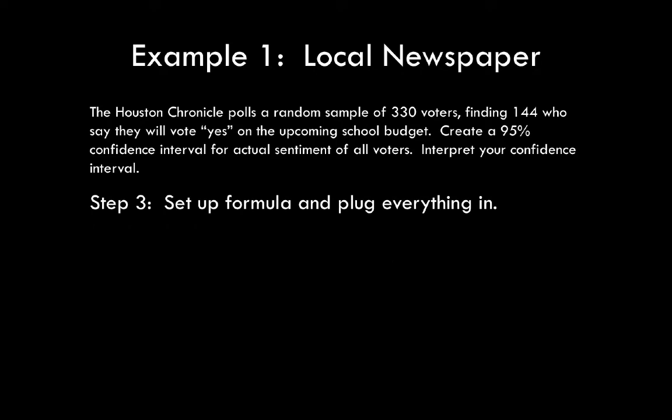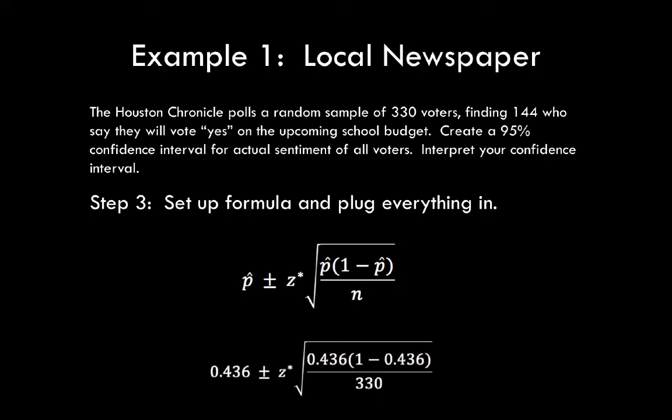So next step, set up the formula and plug in everything. So here's our formula that's been given to us. Since this is a 1 proportion z interval, we know p hat and we know n. So we can go ahead and plug in those numbers, p hat being the 144 divided by 330. But now we need to know z star. That is the last part of our equation that we don't know yet. No huge calculation to get z star. In another video, I may cover where z star comes from, the whole theory behind it. But right now, I just want to get through what we need to.